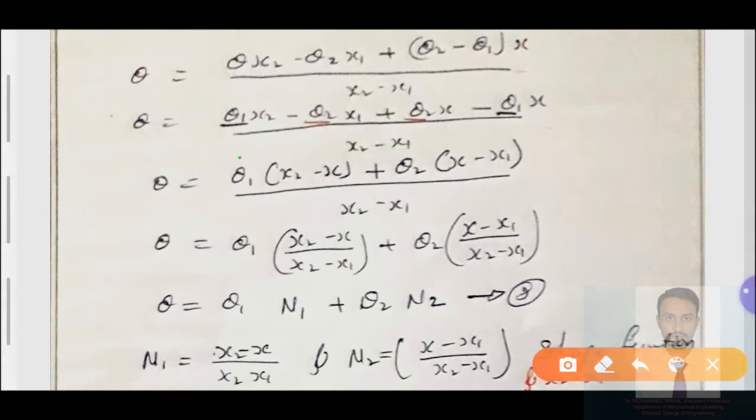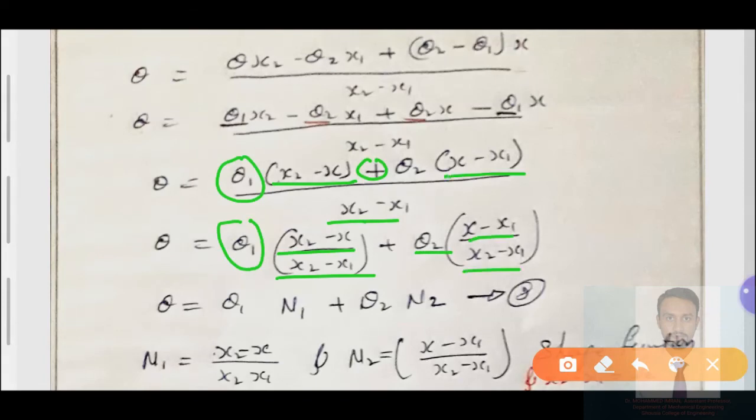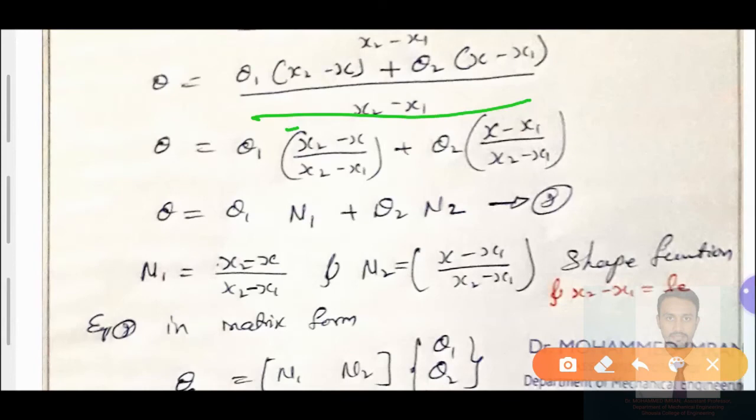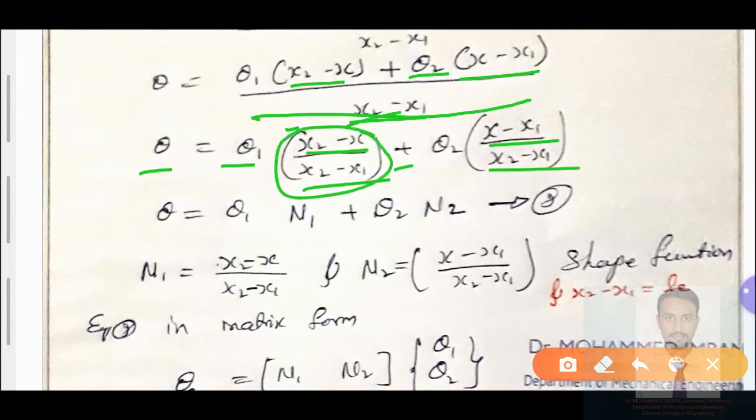Now I'll take theta 1 common separately: x2 minus x divided by x2 minus x1, plus theta 2 into x minus x1 divided by x2 minus x1, separately I have taken. The value of this is equal to n1, and this is equal to n2. Shape function of node number 1, shape function of node number 2. After rearranging, we have theta is equal to theta 1 into x2 minus x divided by x2 minus x1, plus theta 2 into x minus x1 divided by x2 minus x1. This value is n1 and this value is n2. Call it equation number 2.